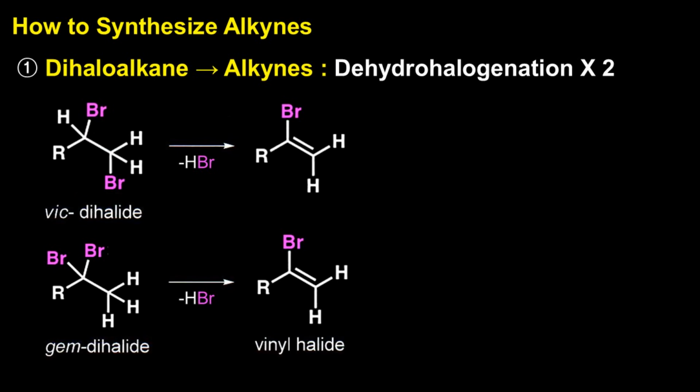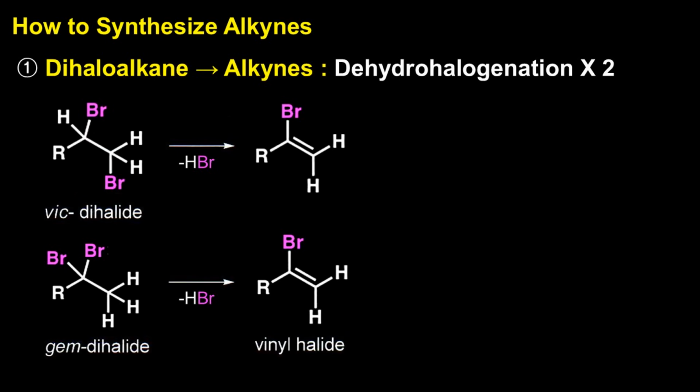One of the most common ways to make an alkyne is by starting with a dihaloalkane. That's a molecule with two halogen atoms, like bromines, either on the same carbon or on neighboring ones. There are two types we usually deal with: vicinal dihalides, where the halogens are on two adjacent carbons, and geminal dihalides, where both are on the same carbon.